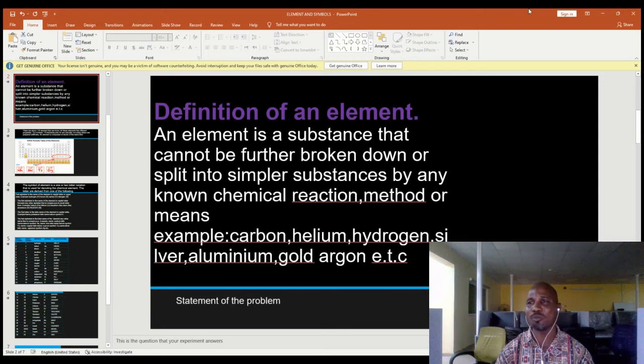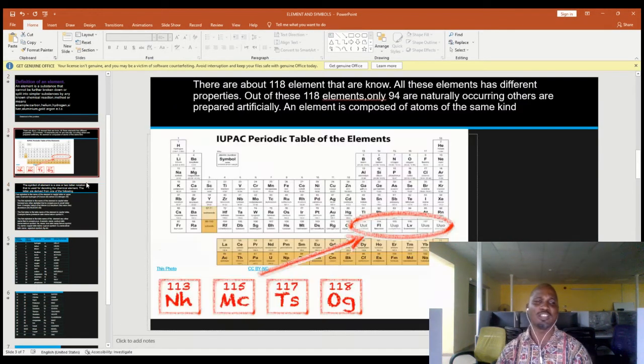What is an element? We'll be defining what an element is. An element is a substance that cannot be further broken down or split into simpler substances by any known chemical reaction, method, or means. Examples of elements include carbon, helium, hydrogen, silver, aluminium, copper, gold, just to mention but a few.